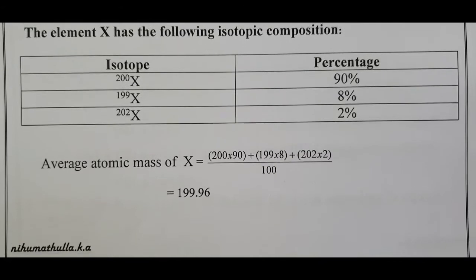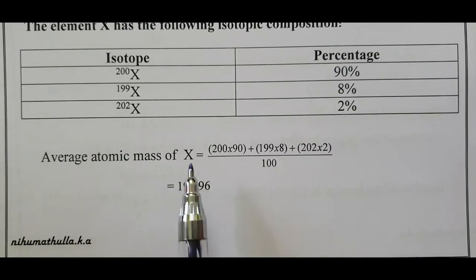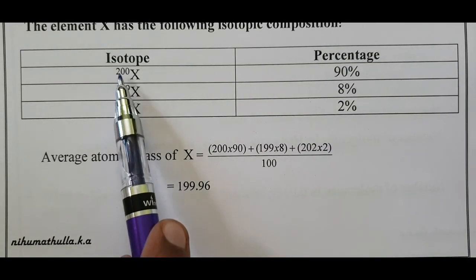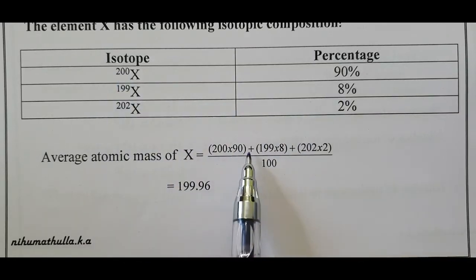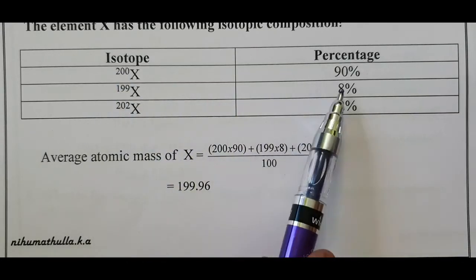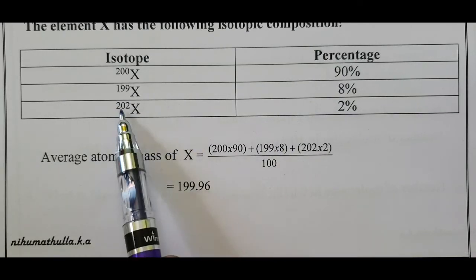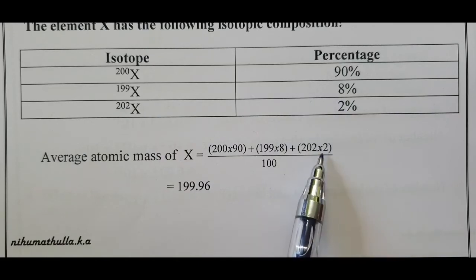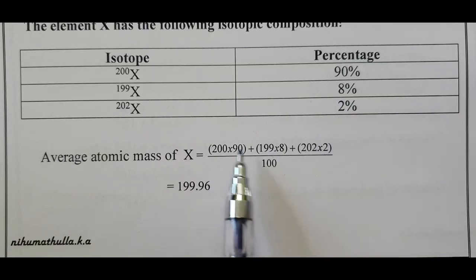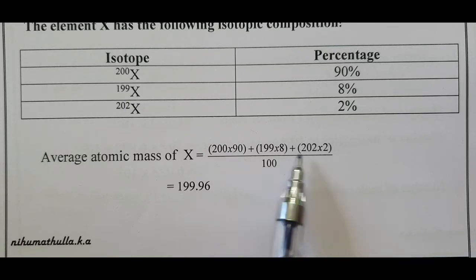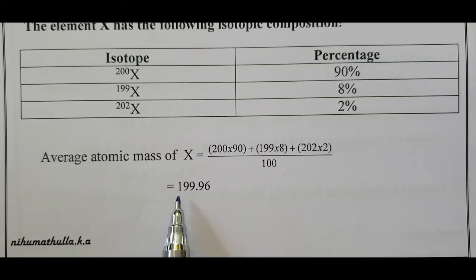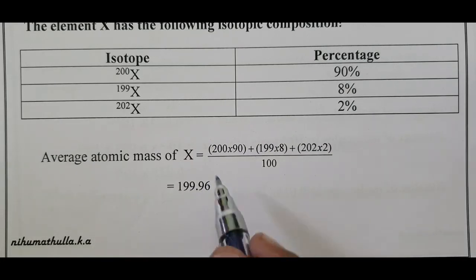How to find the average mass of X? Average mass is the first atomic mass times percentage composition, plus atomic mass times percentage composition, plus atomic mass, also called mass number, times the percentage composition. After multiplying all these, adding and dividing, it will give 199.96, the average atomic mass of X, indicated by u, the unified atomic mass unit.